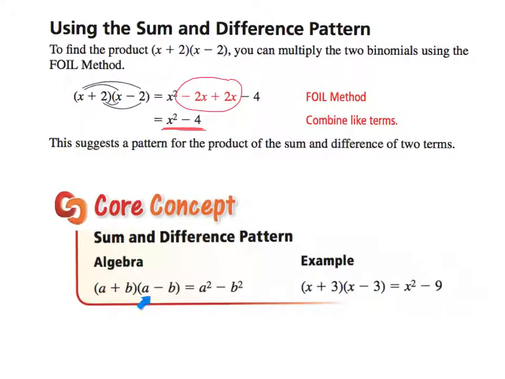A plus b times a minus b. You just take a times a, get a squared. Minus, it's always minus. Always minus. And b times b is b squared. So if I had x plus 3 times x minus 3, it'd just be x squared minus 9. We do not have to worry about the inside terms because they're going to cancel.